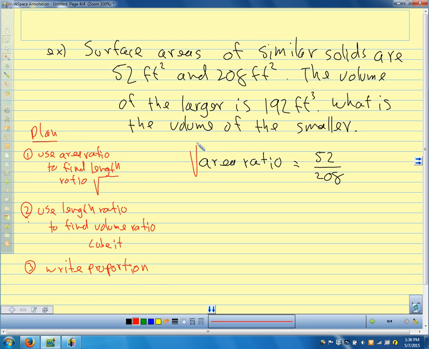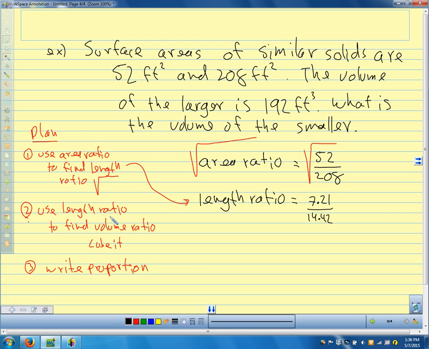So we're going to take the square root of the area ratio. So the length ratio, I'm just going to take the square root of 52 and divide it by the square root of 208. So I'm going to write that as 7.21 over 14.42. I just took the square root of the top and the square root of the bottom. So there's our first step.